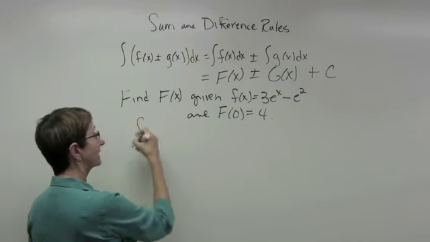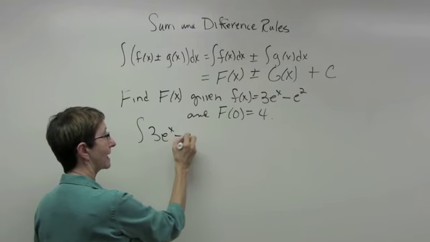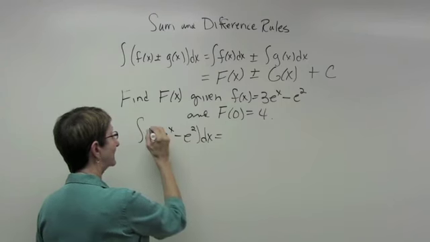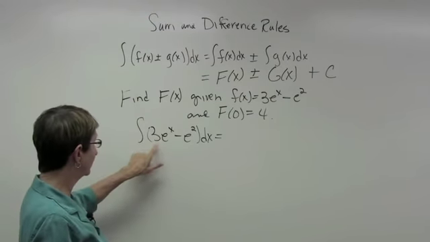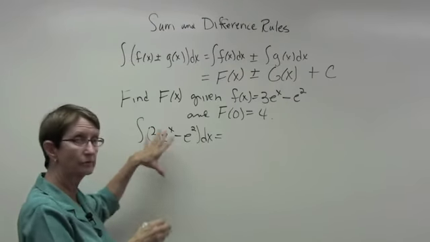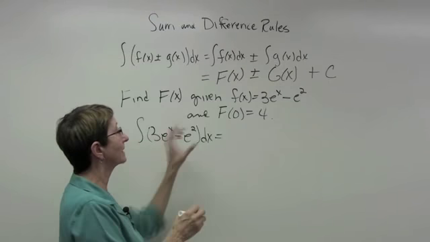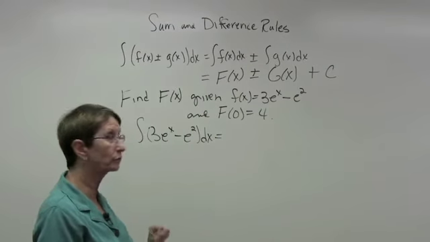So I set it up the same way I worked the previous example. 3e to the x minus e to the second dx. And since I saw that I can split them up and do them separately, this looks like it's fairly straightforward. No denominators, maybe nothing fancy to work with, so I'm going to go directly to the answer and not rewrite them in two separate integrals.